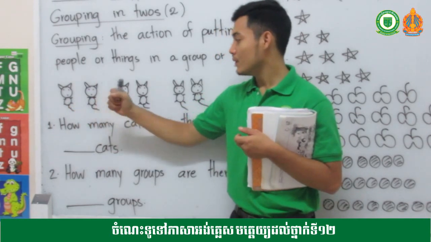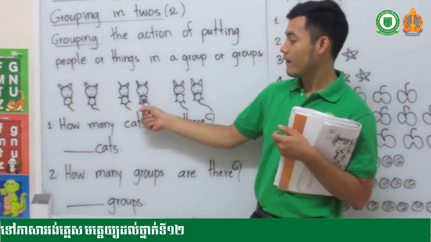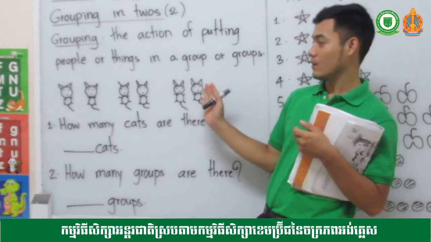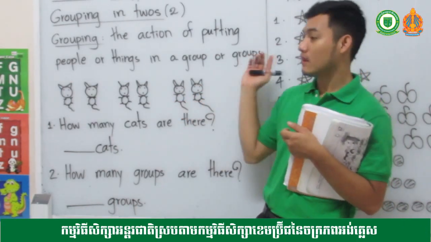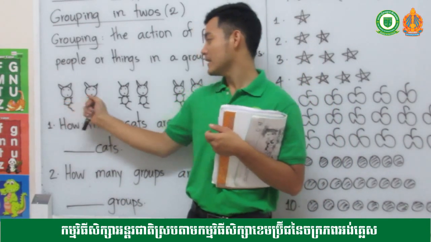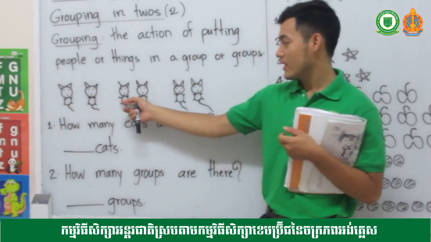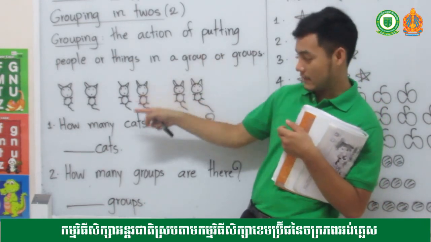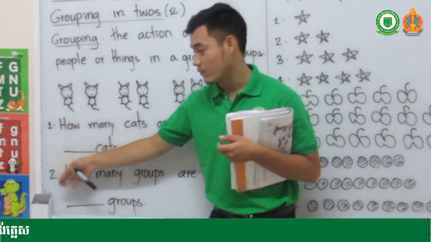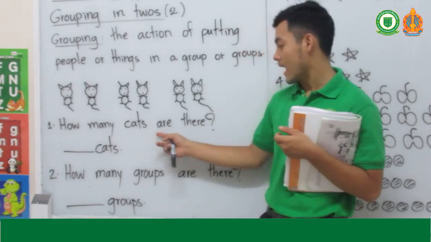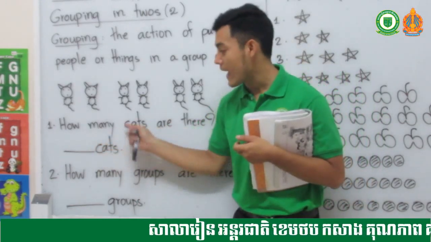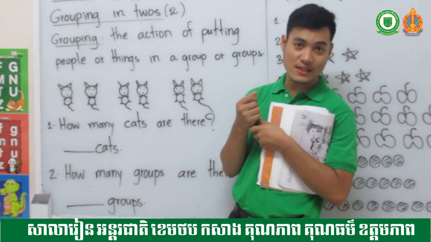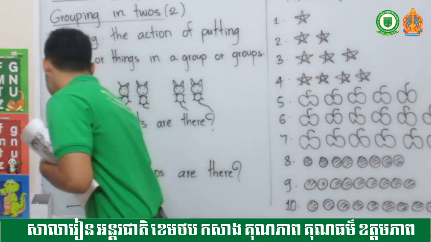So here we're going to count the cats. 1, 2, 3, 4, 5, 6. Or we're not sure, 5 or 7 or 6? Let's count again. 1, 2, 3, 4, 5, 6. So let's answer question 1. How many cats are there? 5, 4 or 6? Alright, you're right.